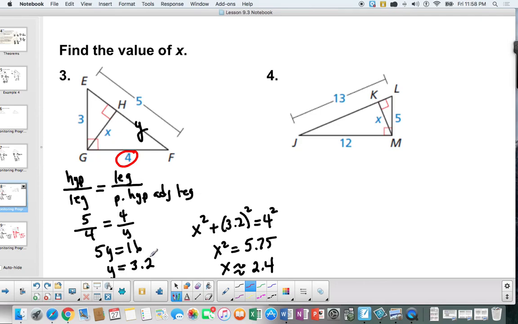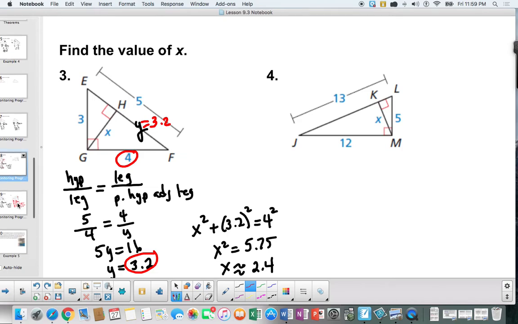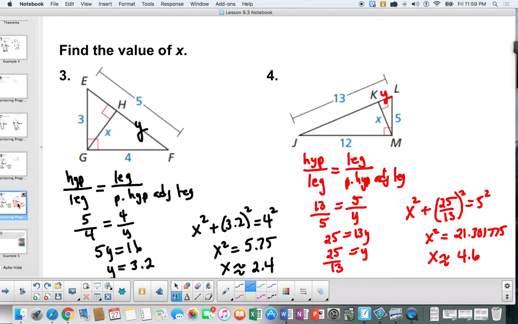I'm going to cross multiply, and I'm going to get a value for the y, and that value will be 3.2. Now once I do that, I can now use the Pythagorean theorem because I have two sides of a right triangle, which I'm going to do right here, and I can get an approximate answer to the tens place of 2.4. See what you can do for problem 4. And here is the answer.